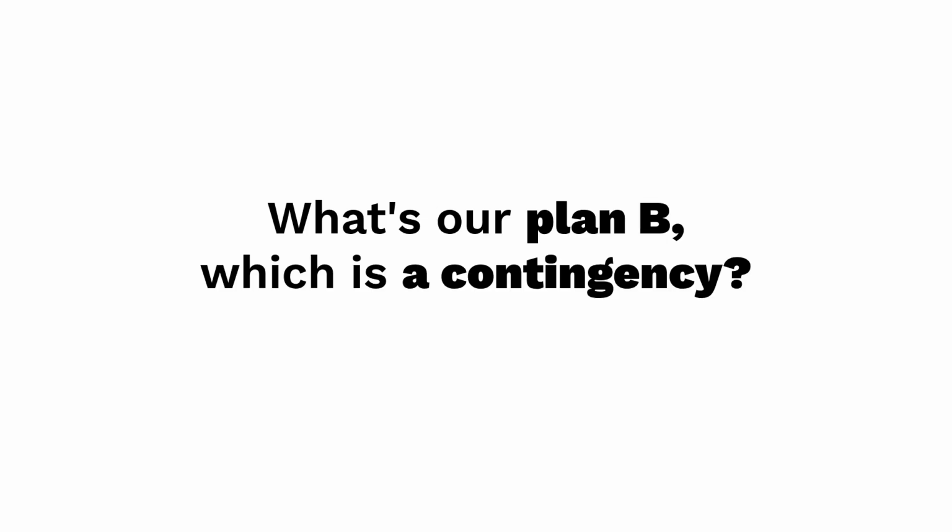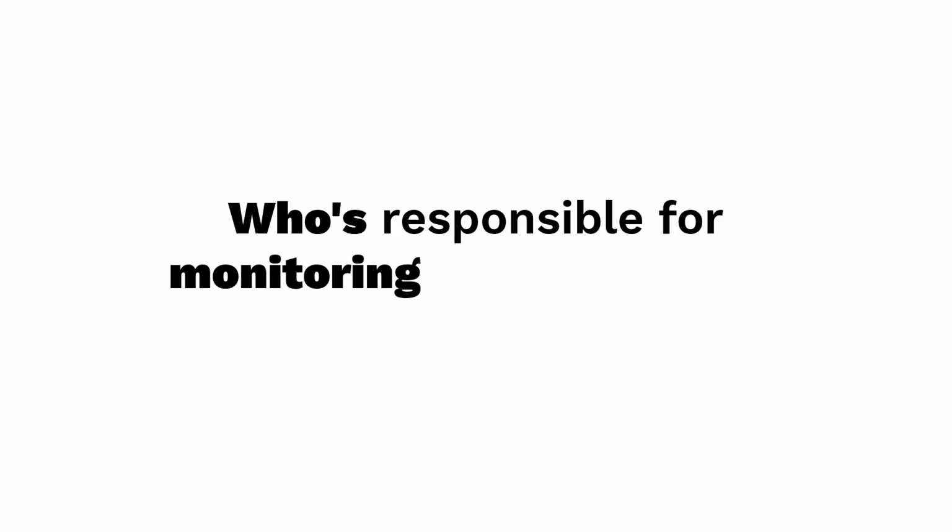Now, as you go, you're now at the kickoff meeting. I want you to walk your team through the risks and ask them, what could trigger this risk? What's our plan B, which is a contingency? Who's responsible for monitoring or acting on it? Add the agreed upon mitigation and contingency plans to your WBS action plan and assign due dates and owners.